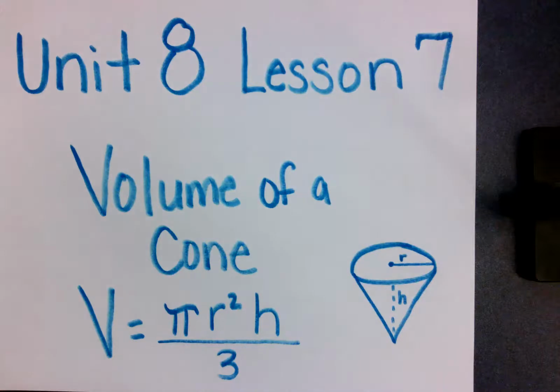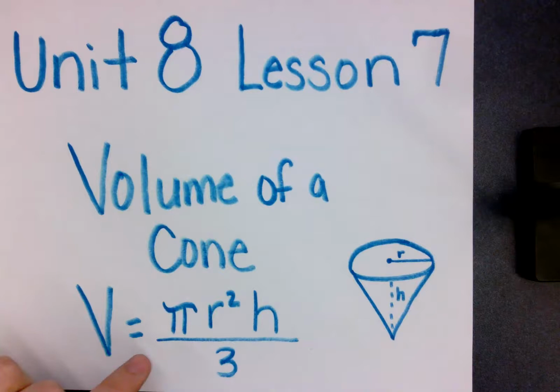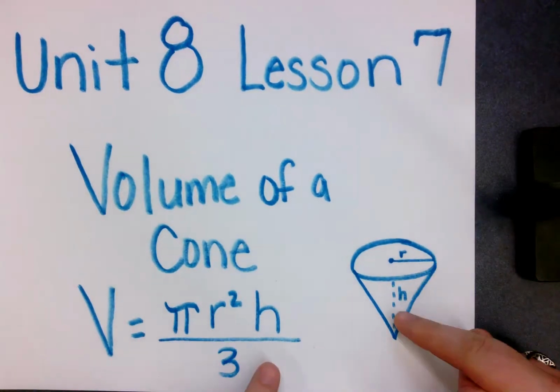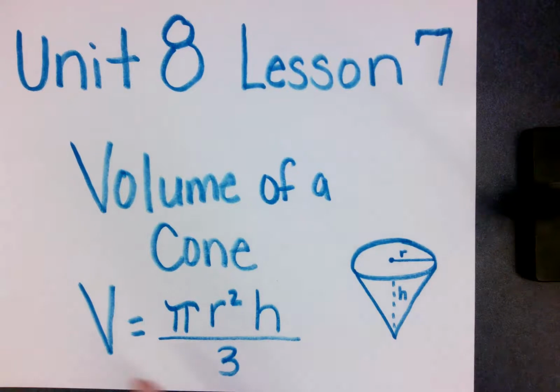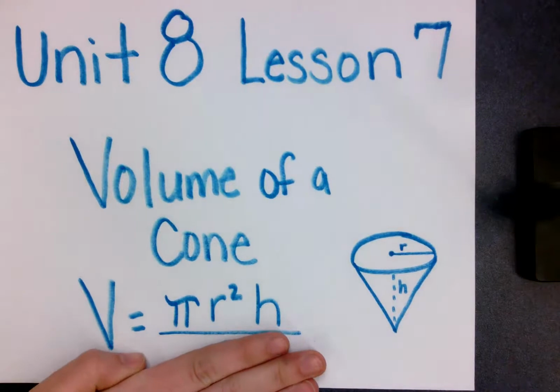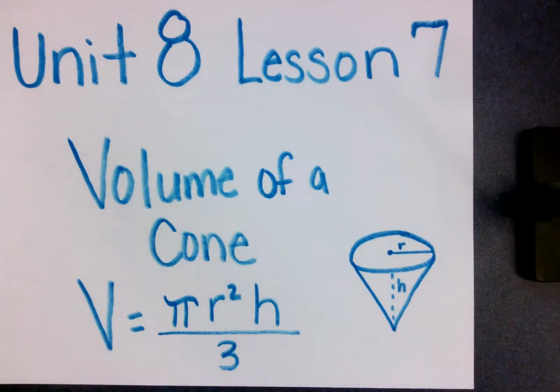This video will be reviewing Unit 8, Lesson 7, where we went over the volume of a cone using the formula volume equals pi times radius squared times height, all of that divided by 3. If you notice, this formula is very similar to the formula for calculating volume of a cylinder. That's our volume for cylinder, and you're just dividing it all by 3.